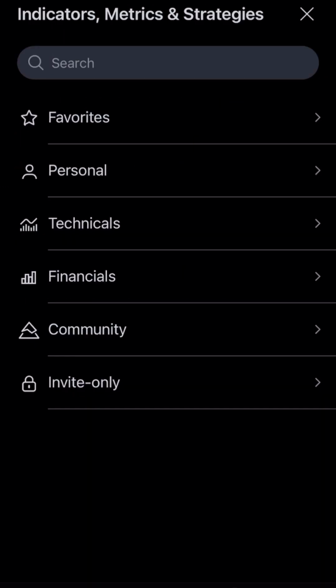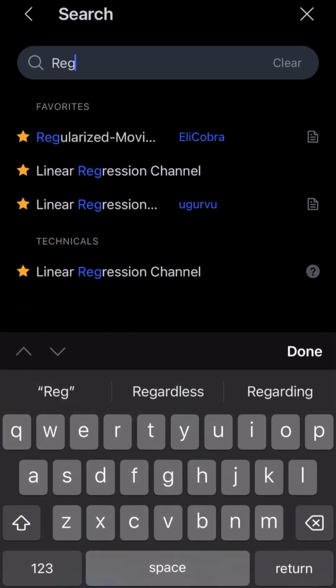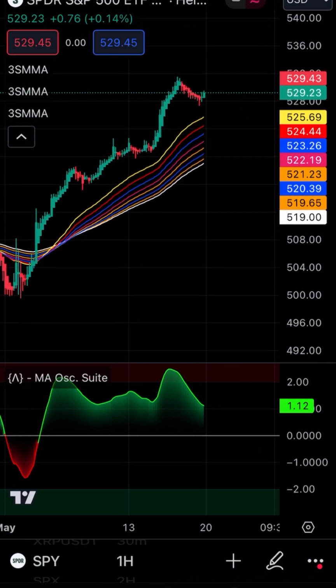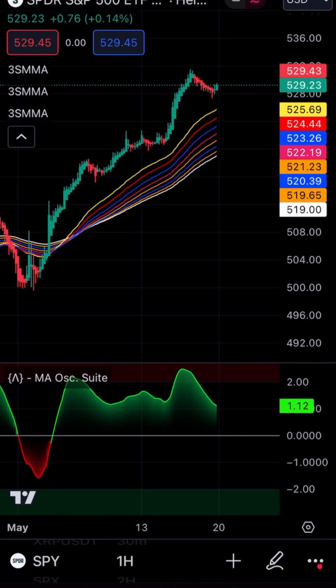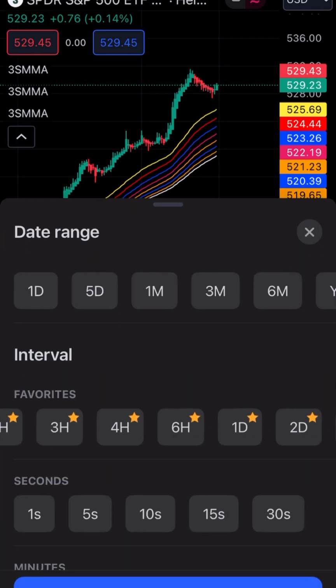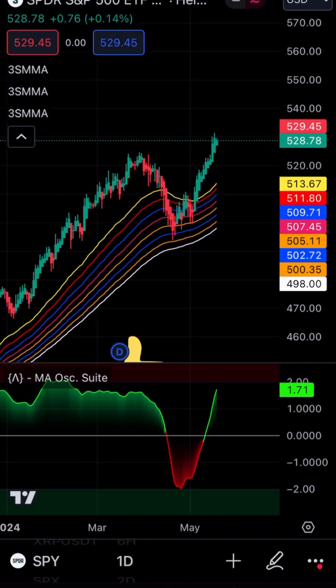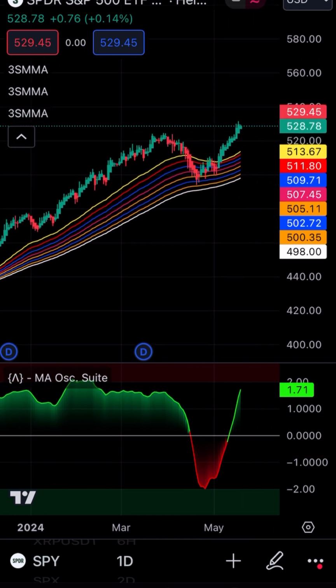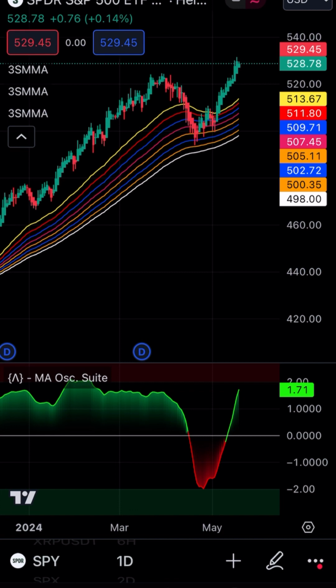Just search for it. If you go to indicators, regularized moving average sweep, click that one, and it'll pop out something like this. So for this strategy, it's pretty simple. The one that I'm going to be teaching for the stock market is you have to figure out what the overall trend is doing. So what I do is I go to the day chart, because we want to figure out what the overall trend is doing.